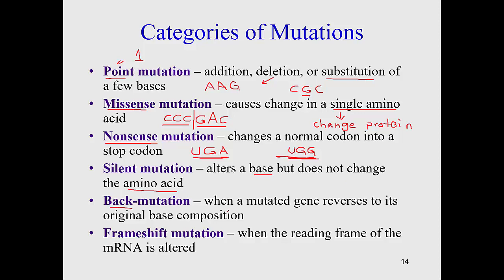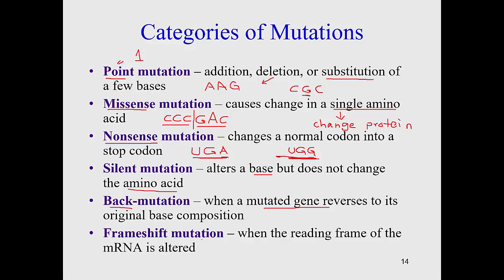Back mutations are two mutations, one after another, when a mutated gene reverses back to the original. So let's say UGG was the original, it went to UGA, and then it mutated a second time and went back to UGG. That's back mutation.